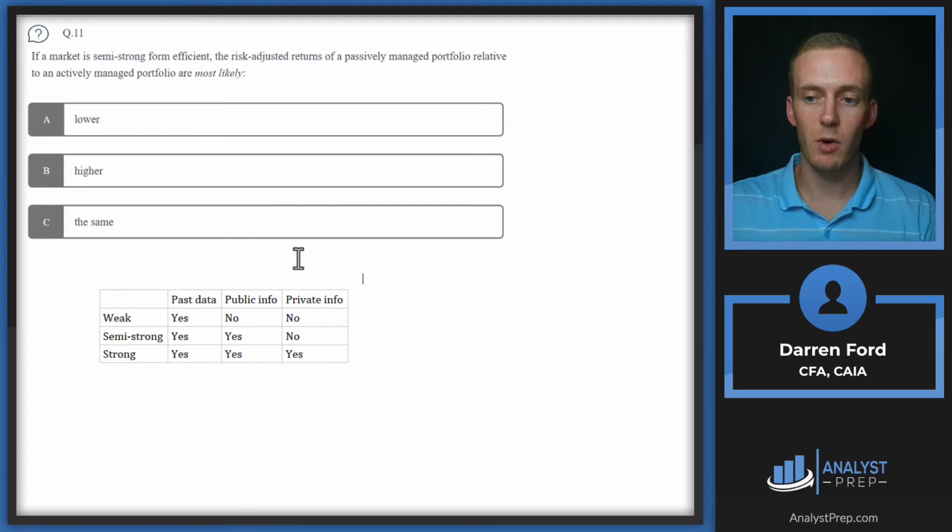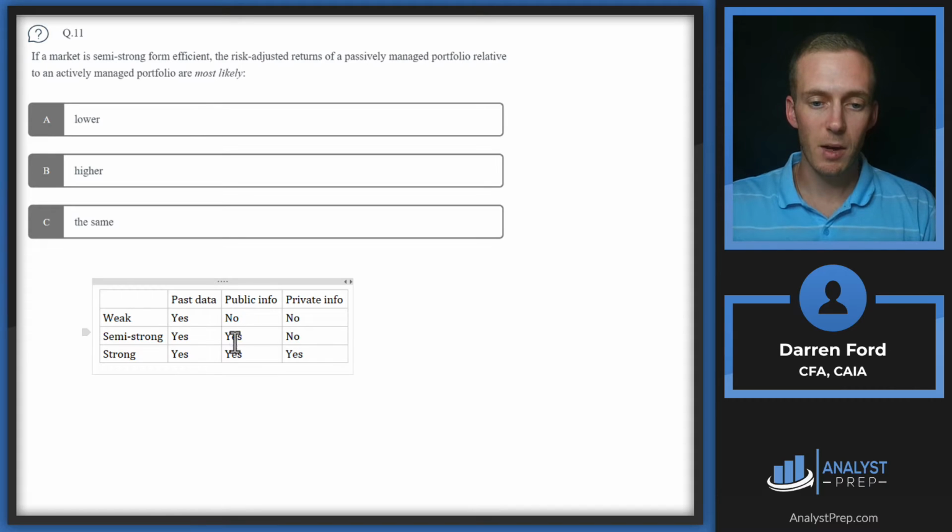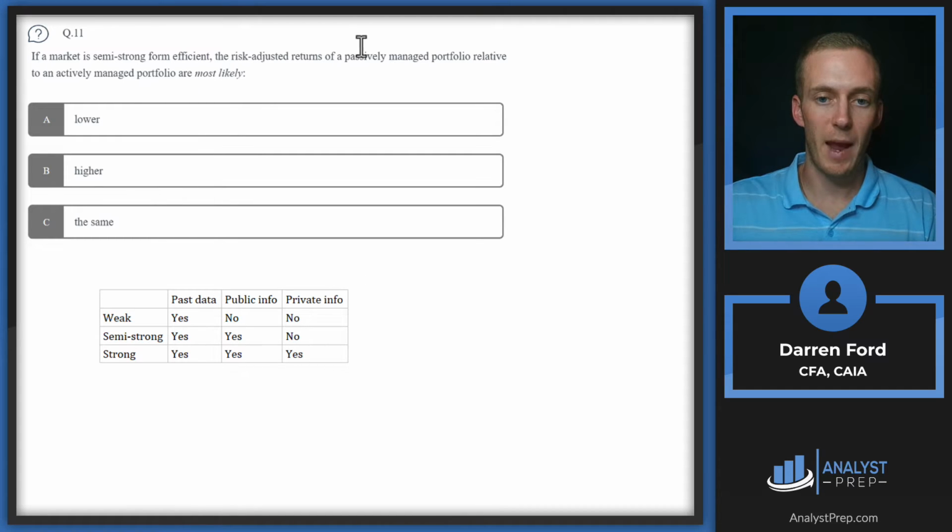Semi-strong is a little bit more of a gray area, but since public information is priced in, that's going to tell us that it's going to be a lot harder for an active manager to outperform. And on aggregate, if one manager is outperforming, that's a zero-sum game, so another manager has to be underperforming. And active managers have higher fees, so that's also going to take away from the returns. So on average, our passive portfolio is going to do better for those reasons. So we're going to put that the passive portfolio most likely has a higher return, B.